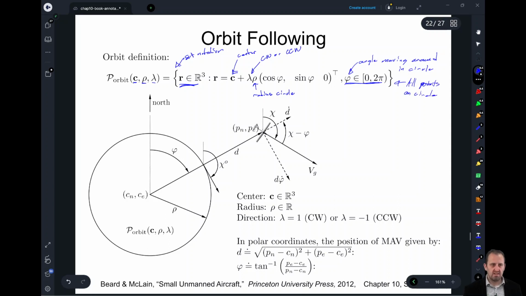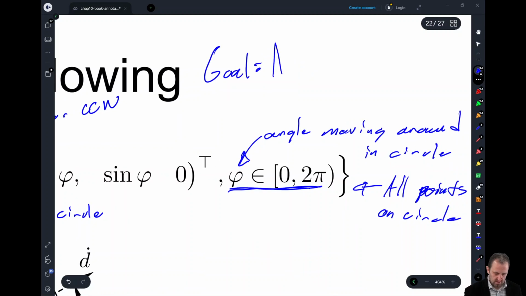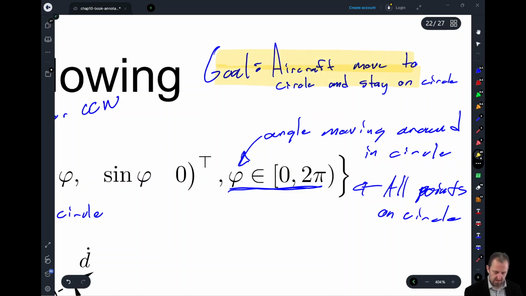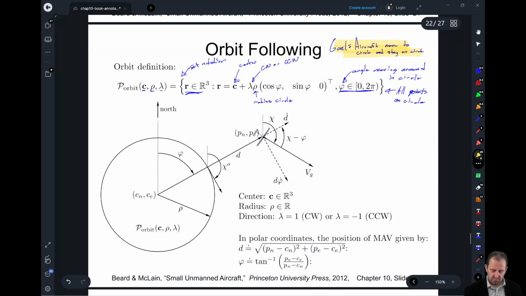And what we want, the goal, is to have the aircraft move to the circle and stay on the circle. Okay, so that's our main goal that we want to accomplish. All right. So let's look at a few things.